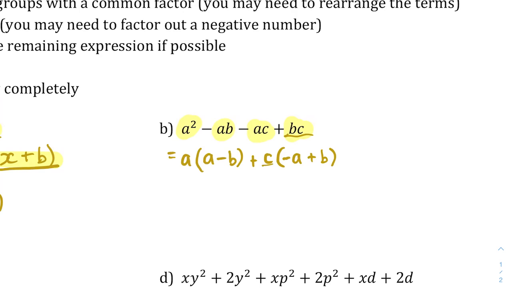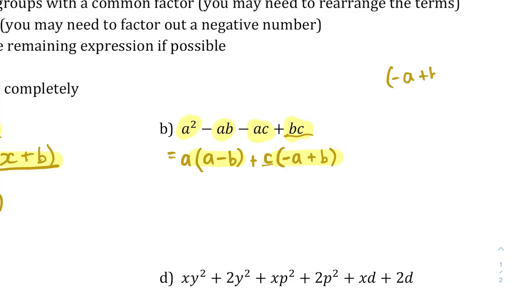The question was asking us to factor fully, so now we want to check. Can we factor this even further? Last time we looked inside the brackets, so we had a minus b, but notice here we have negative a plus b. That means that we need to do something else before we have those two to be almost identical, so that way they can be common factors.